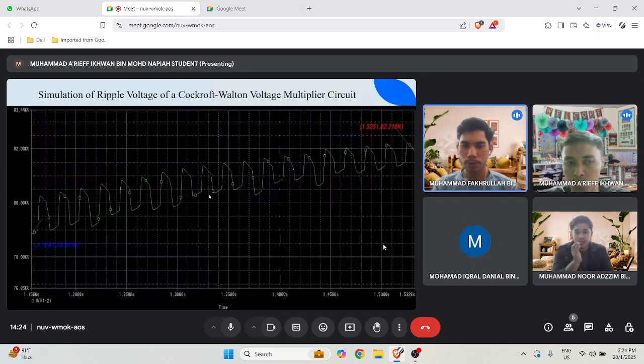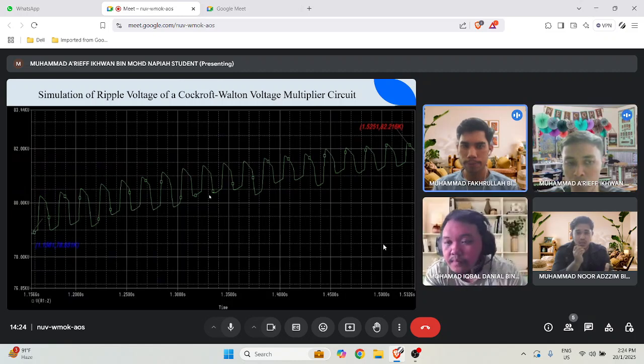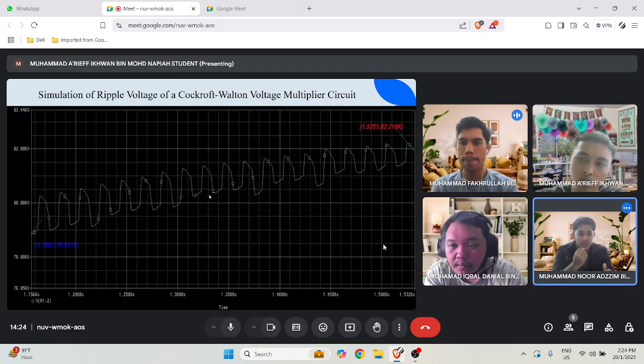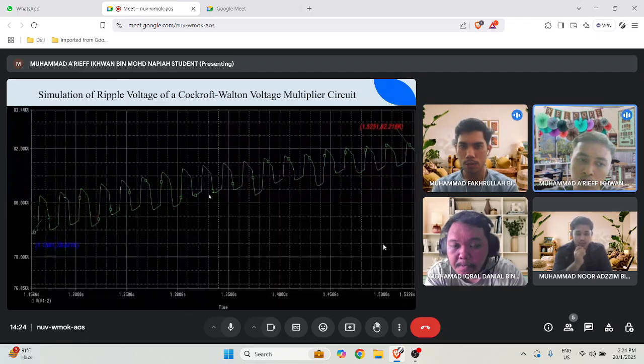Okay, this is the simulation result for ripple voltage, and based on the ripple voltage we will gain the Vmax and the Vmin. As you can see, the red one is 82.216K, representing Vmax, and the blue one is Vmin, 78.851K. Next slide.